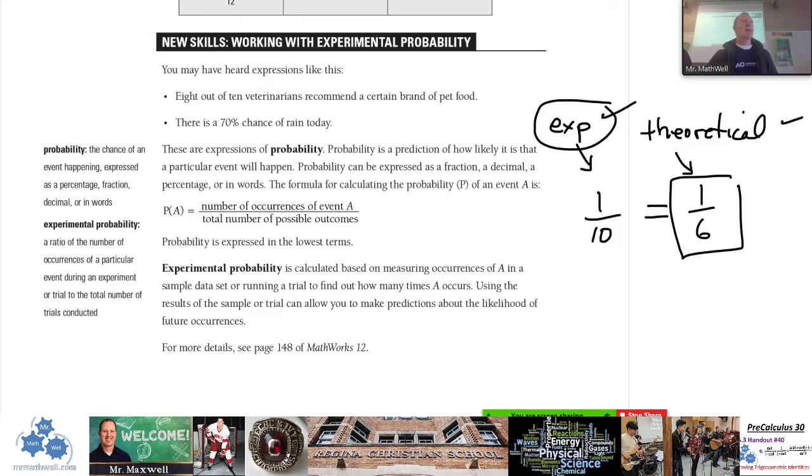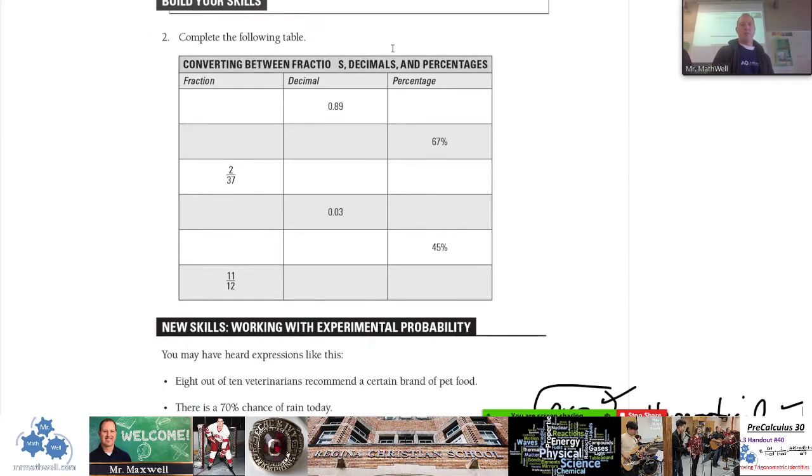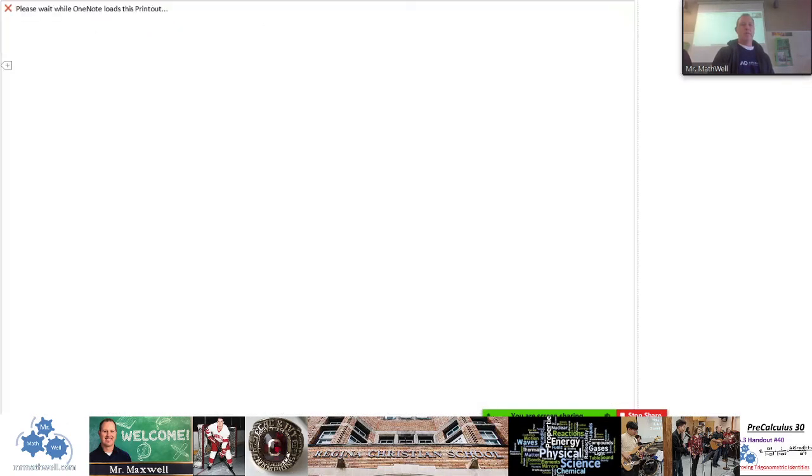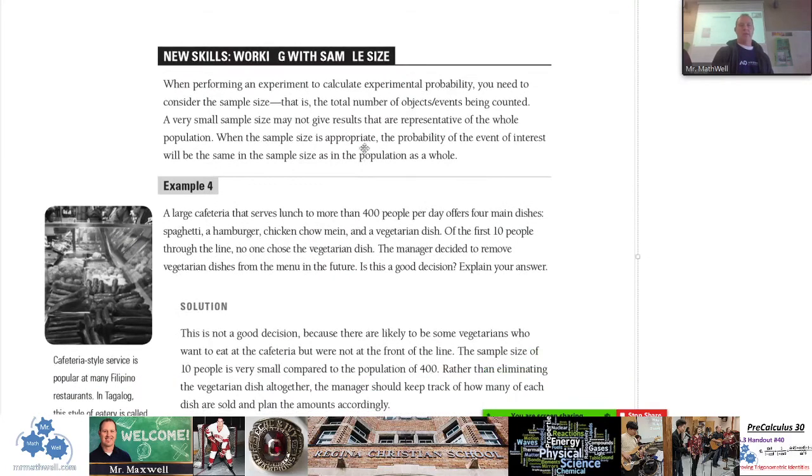And it may indicate other things are going on, like maybe there's a problem with the die. But obviously 1 out of 10 and 1 out of 6 aren't the same, and they don't have to be the same. So that's experimental probability. I'm going to quickly go past converting fractions and decimals. We can take a look at that a little bit later if you want.